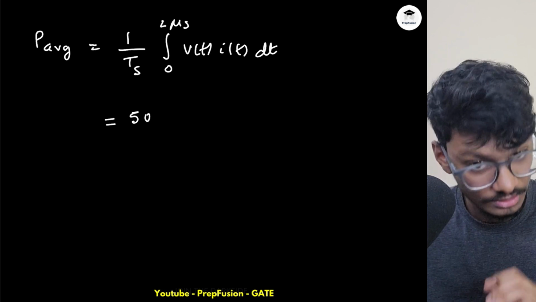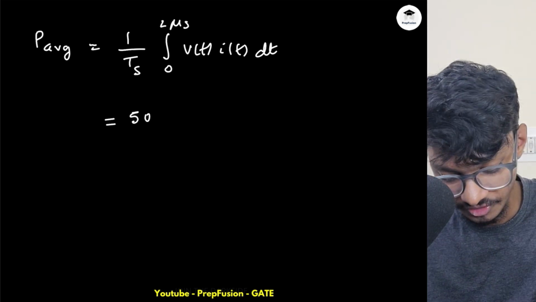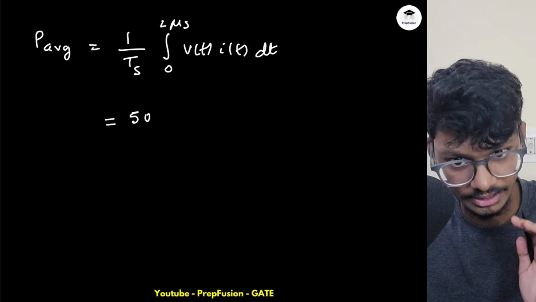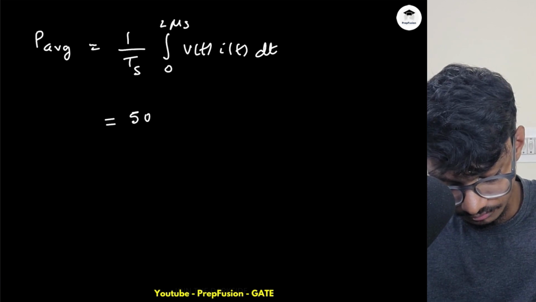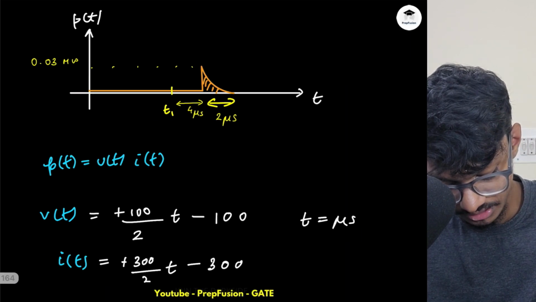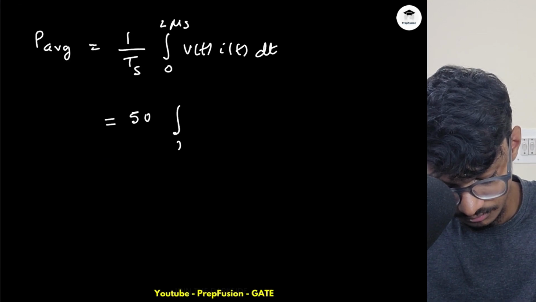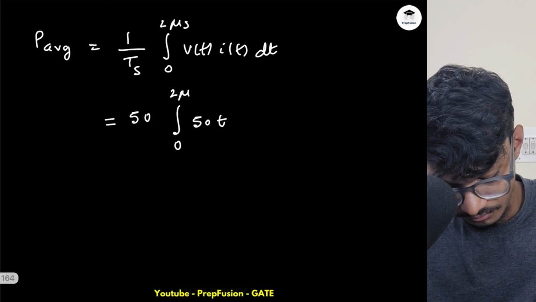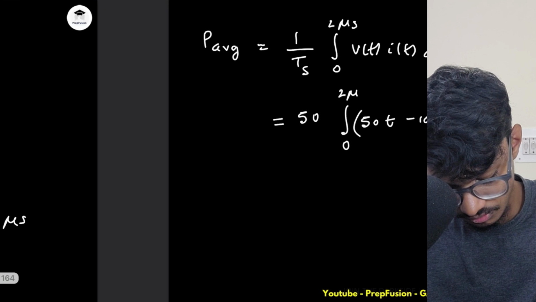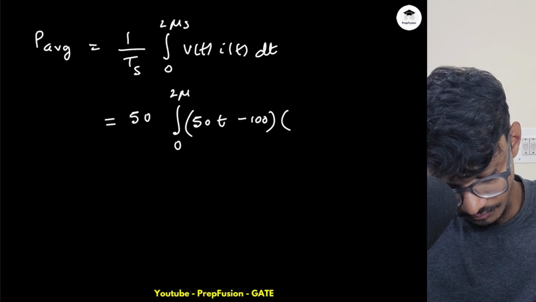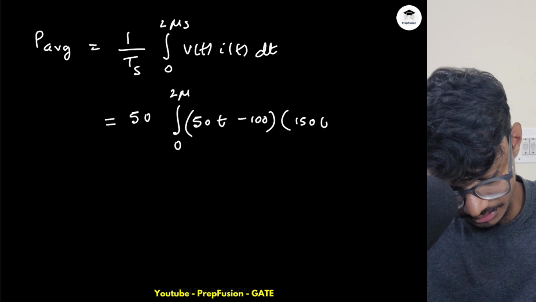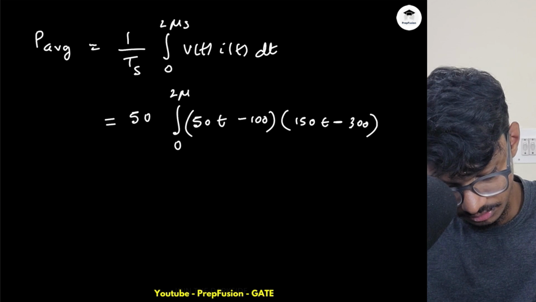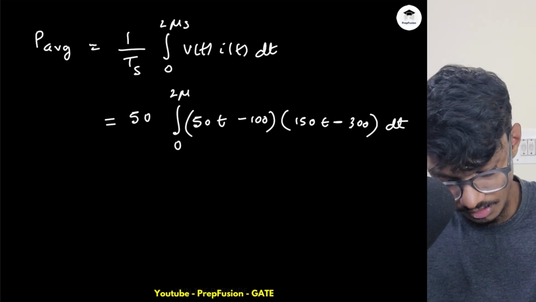I will write everything in terms of their units. If I write V of t and I of t in mega, this micro and mega will get cancelled and everything will be fine. So V of t is this, 50t, integrated from 0 to 2 micro, 50t minus 100, into 150t minus 300, dt. So this will be your equation.